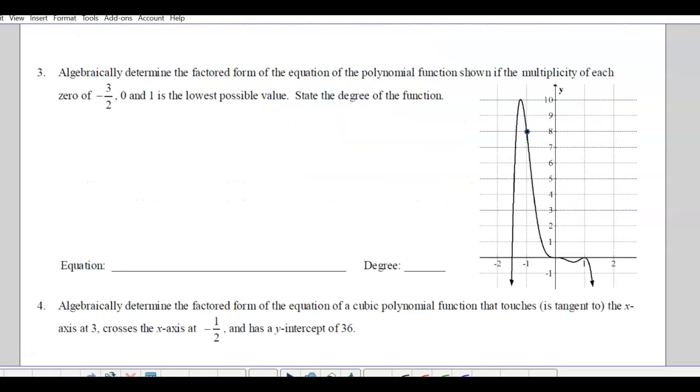Next one, algebraically determine the factored form. And it gives you the zeros, because this one's the hard one, maybe you're not sure about, but it gives it to us, and state the degree. So, factored form. So we're going to have our a. This will end up being 2x plus 3. So we never use fractions. We want natural numbers, integers, as our coefficients and our terms and our factors.